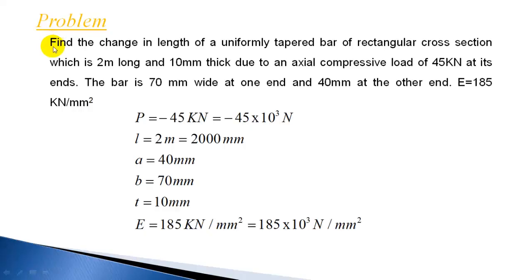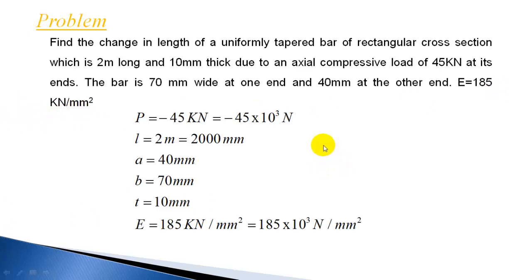The problem is to find the change in length of a uniformly tapered bar of rectangular cross section which is 2 meter long and 10 mm thick due to an axial compressive load of 45 kN at its ends. The bar is 70 mm wide at one end and 40 mm at the other end. Young's modulus of elasticity E is 185 kN per mm square.